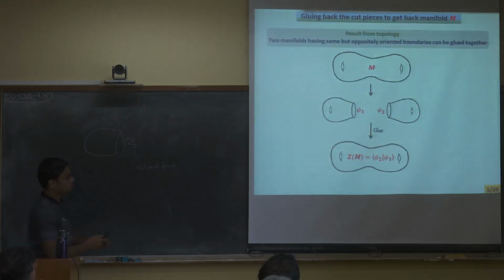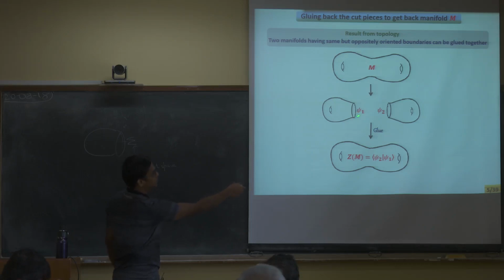Yeah, so this one. We had this manifold M. We have cut this manifold along a Riemann surface. We do the path integral, and this gives a state here, a vector here. When we take the inner product, this is equivalent to gluing these two parts to get back the original manifold, and this inner product will give the Chern-Simons partition function of this manifold.